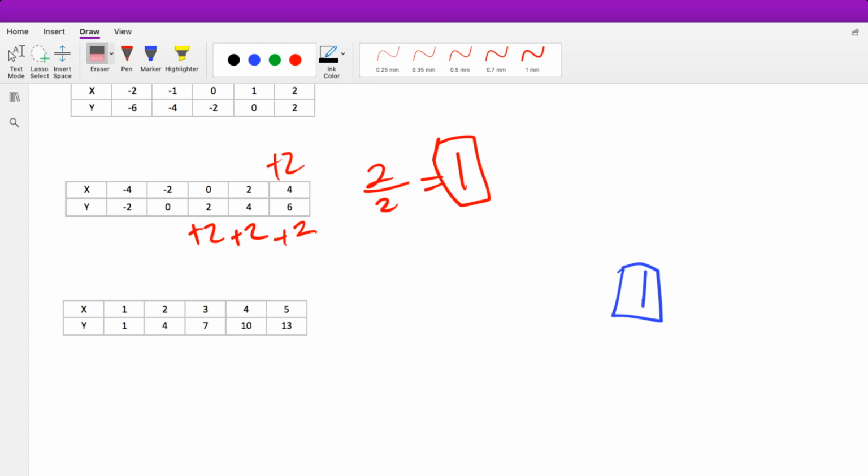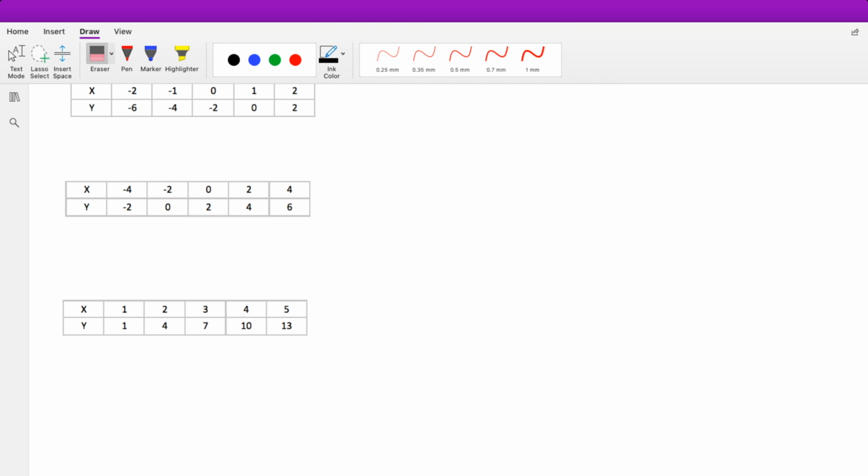I just like showing you different methods in case your teacher prefers you do it one way or another, or if you just want to do it one way over the other. So we know our m, our slope, equals 1. Let's go ahead and put that in here.